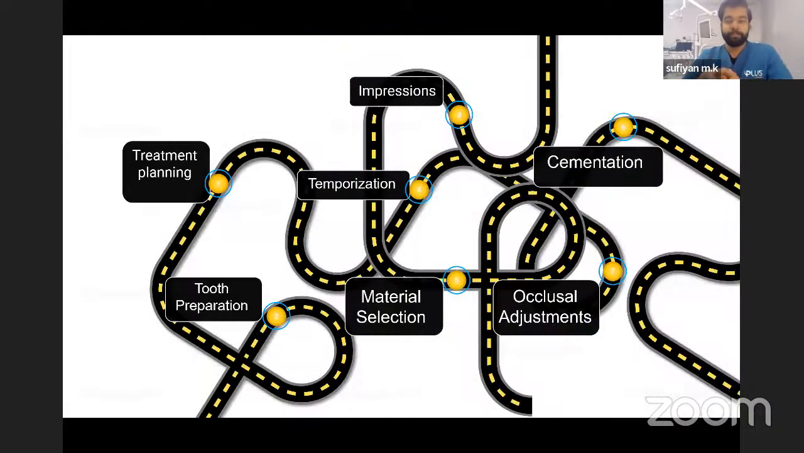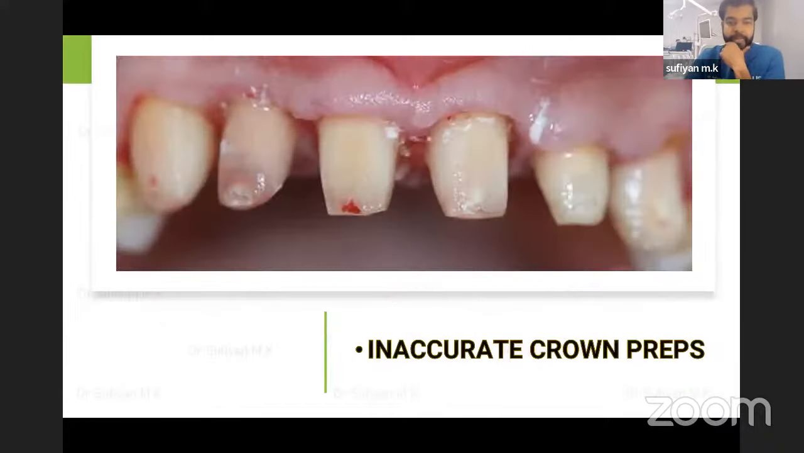You remember this slide? We go through this process for any indirect restoration: tooth preparation, impressions, temporization, material selection, cementation, and occlusal adjustment. Every stage you pass through has to be taken care of. Okay, let's see how it can be done.